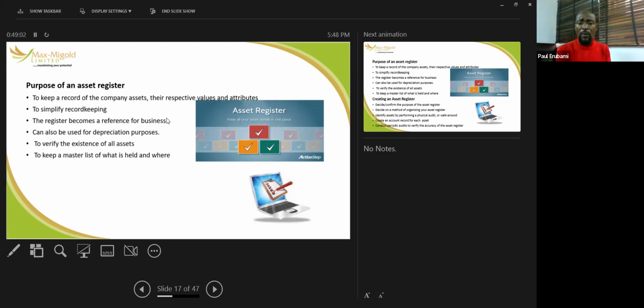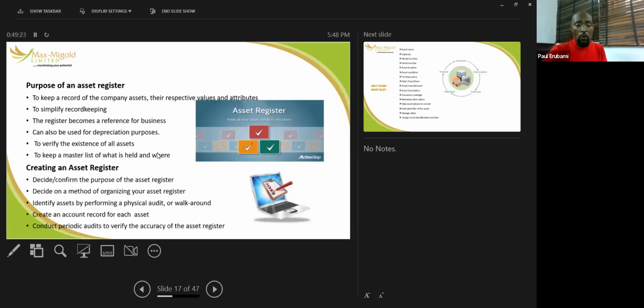It also helps you to keep a master list of what you have as an asset, and where those assets are located. You could have assets located all over Nigeria, but your asset register will help you to keep a track record and closely monitor all your assets, because your assets could be running into millions or billions of naira, and losing them could cost you a huge amount of loss.